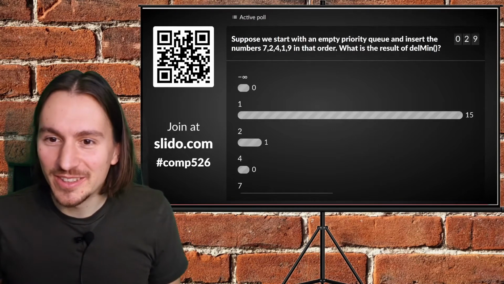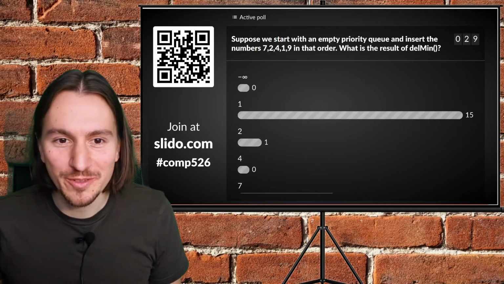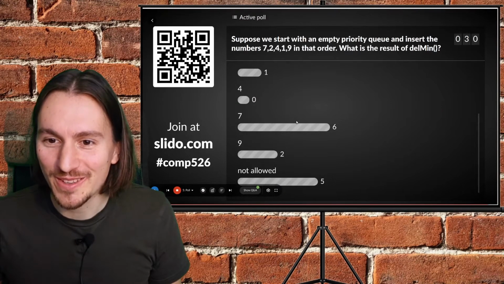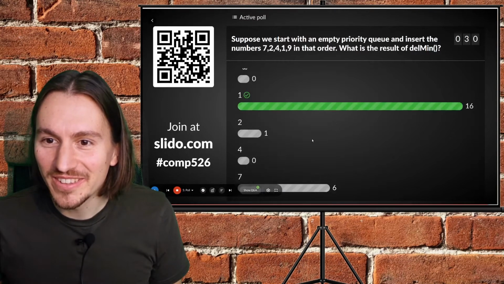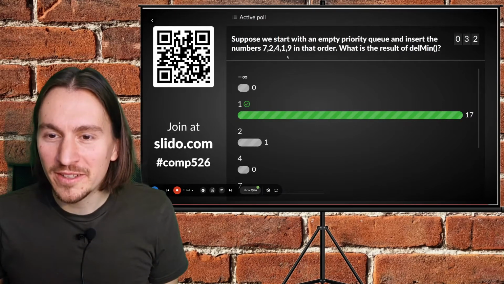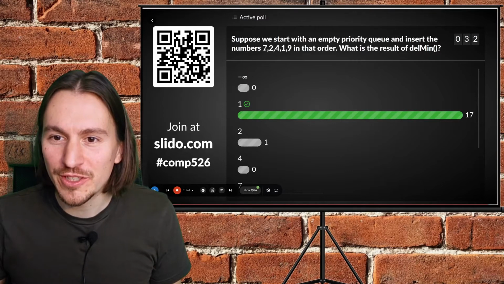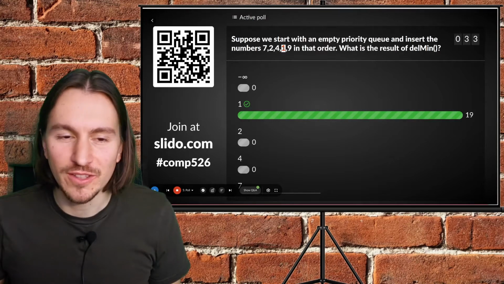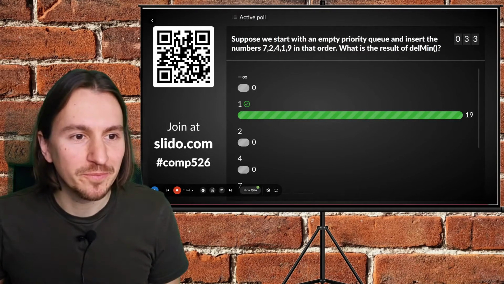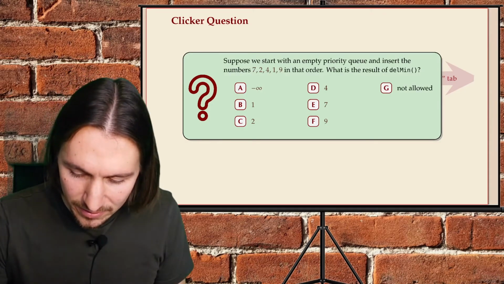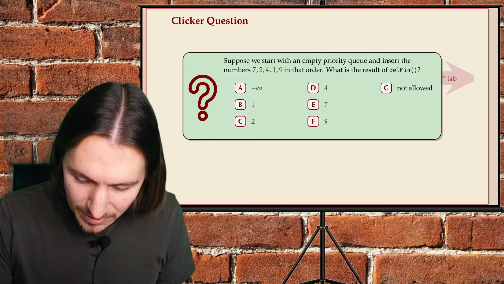Okay. Yeah, most of you got that right. I got a few people confused with delete max, I think. Of course, it's 1 if this is the natural order. If you insert these elements into the priority queue, delete min will remove the smallest of those and return it, and that's the 1. That's why that's the answer. So that was that.